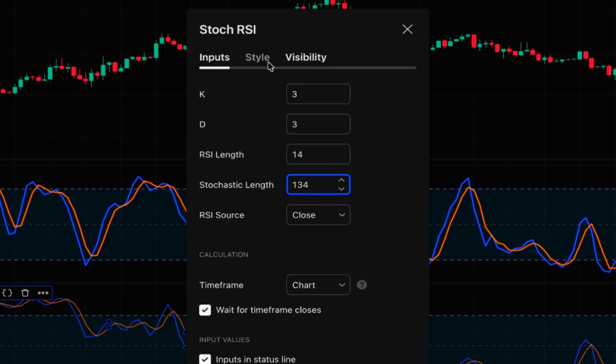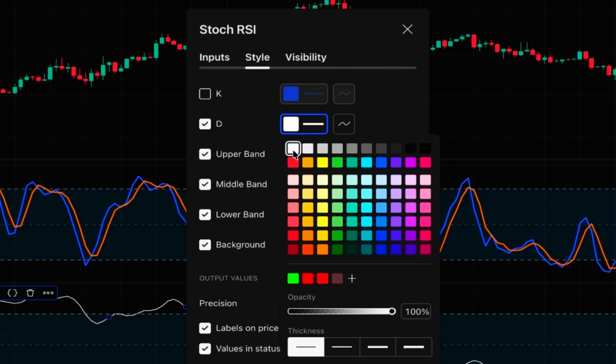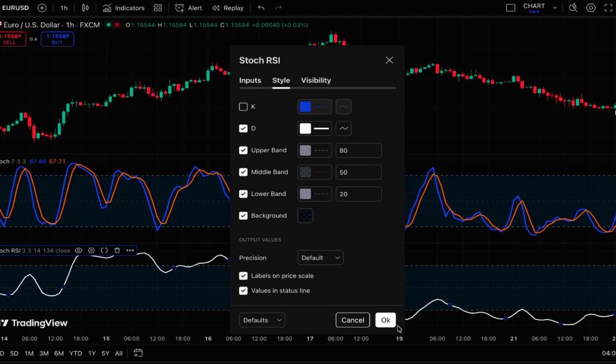And finally, we go to the style tab and we remove the K% line because we only need the D% line. And we also change the color of the line to white. And we also increase the thickness of the line so it will be better visible on our price chart.